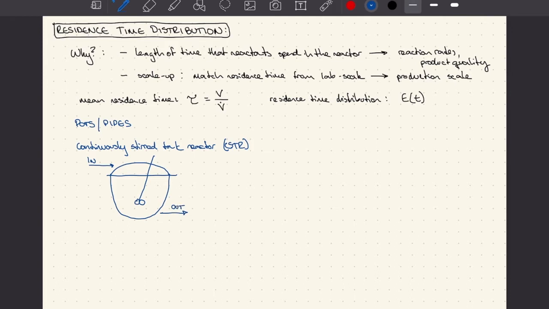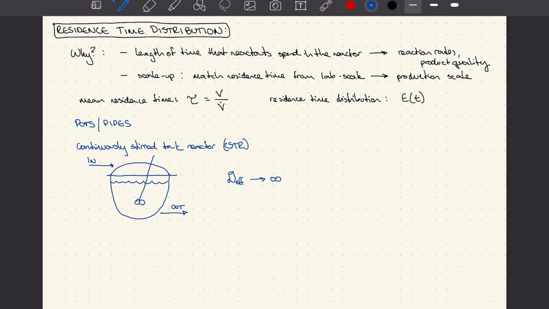And our main assumption in the CSTR is that we have perfect mixing in the volume of the reactor, such that we have the dispersion, or the effective diffusion coefficient, of reactants in the system tending towards infinity. So we add reactants in, and they mix perfectly and instantaneously.